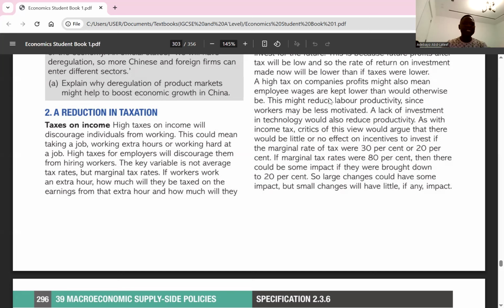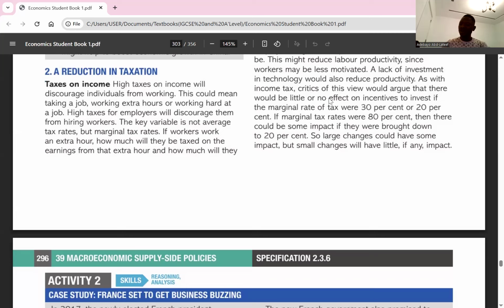So now we go to taxes on income. For taxes on income, I wrote, high taxes on income will discourage individuals from working, as this could mean taking a job, working extra hours, or working hard at a job. Higher taxes for employers will discourage them from employing workers. The most important variable is not the average tax rate, rather the marginal tax rate. Workers will be willing to take more jobs or work extra hours if the marginal tax rate is lower, as this means they will be able to earn more working extra hours. So this may increase the supply side of labor. However, cutting marginal tax rates possesses some setbacks, such as, before we go into that.